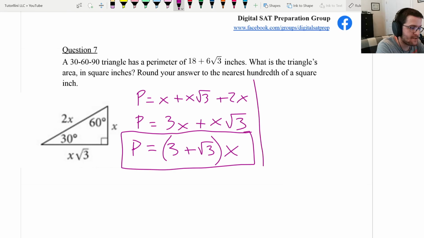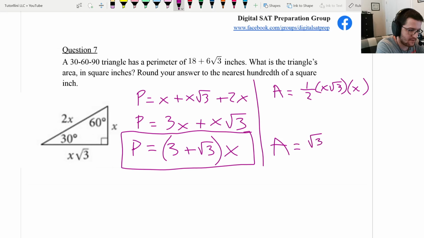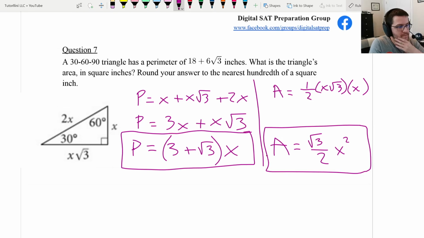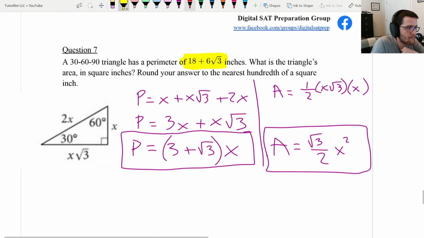Okay, so now for the area. The area of a triangle is 1/2 base times height. So the base is x root 3, and the height is x. And if we simplify that, we get root 3 over 2 times x squared. So both of those are pretty important for this question. Okay, so they tell us the perimeter is 18 plus 6 root 3.